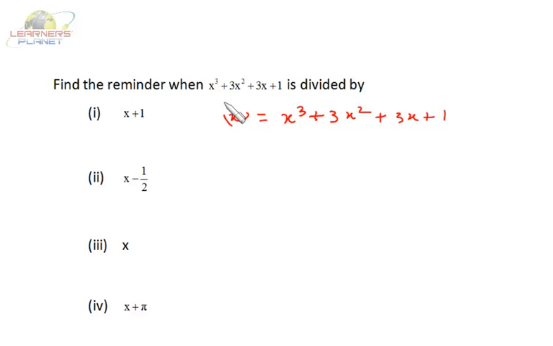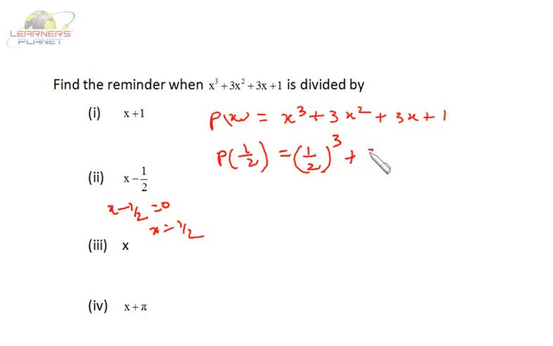Now we have to find the remainder when this expression is divided by x minus half. So p(x) is x cube plus 3x square plus 3x plus 1. Now we have to find out p(1 by 2). See, this is x minus a, that means a is half. So we have to find out p(a), that is p(half). Okay. Now let's calculate it.